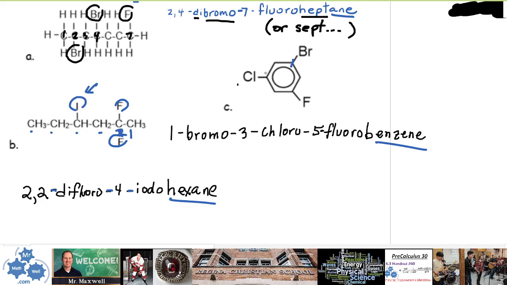Why do we go with 3 chloro? Well, C comes before F, so you want to keep the numbers low for the letters lower in the alphabet. So we're going to go 1, 2, 3 this way, 4, 5, 6. So 1 bromo, 3 chloro, and then 5 fluoro, and then the base molecule they're attached to is benzene. Okay, any other questions about that?